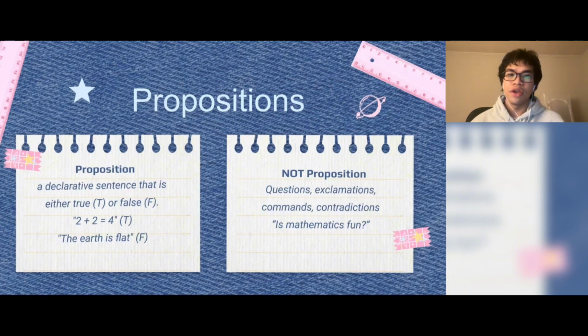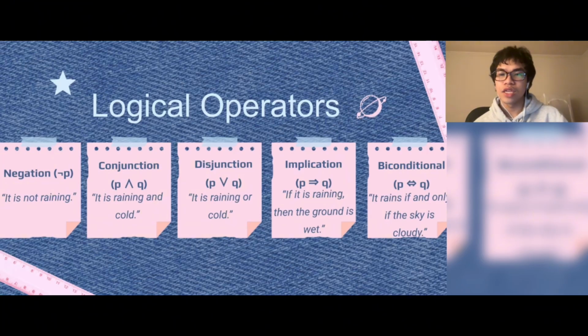Not propositions, on the other hand, are questions, exclamations, commands, and contradictions. The question, is mathematics fun? That is not a proposition. So we will talk about logical operators. There are 5 in total. The first one is negation. An example is, it is not raining.